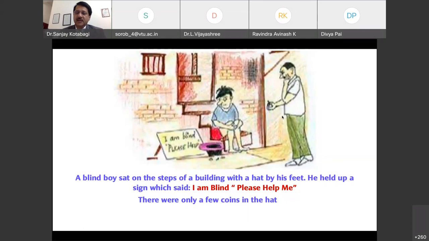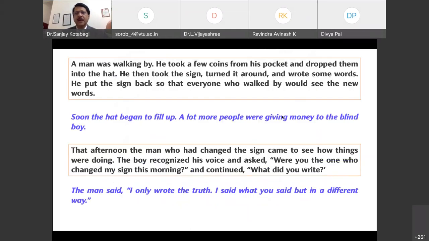And at the end of the day, he used to collect and then take care of his day-to-day requirements. So this used to happen on a daily basis. One fine day, there was a person passing through that particular street, who could see this boy and notice that in his hat, only a few coins were there. I'm just trying to emphasize now, the empathy started working here.